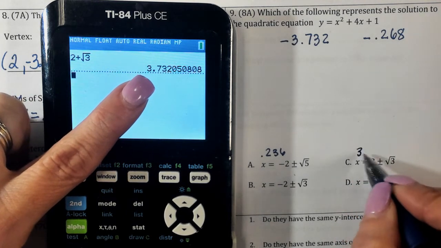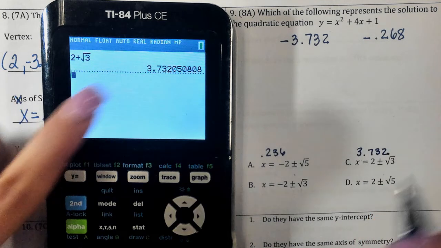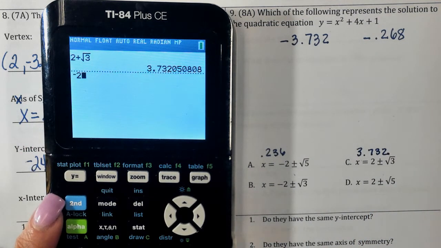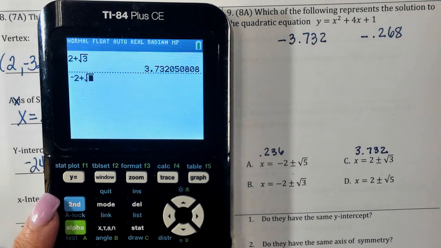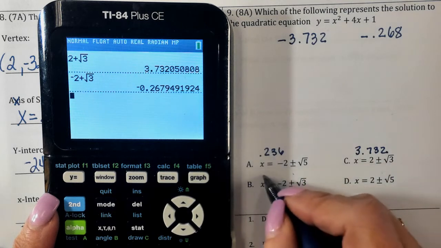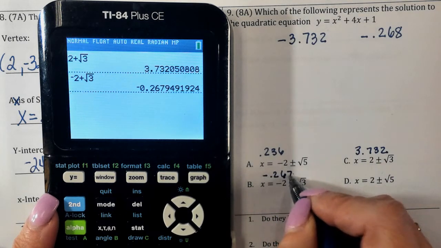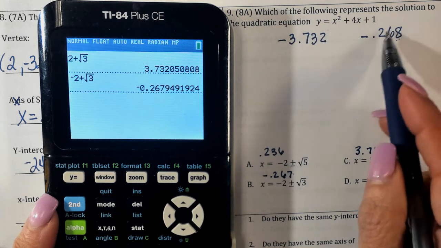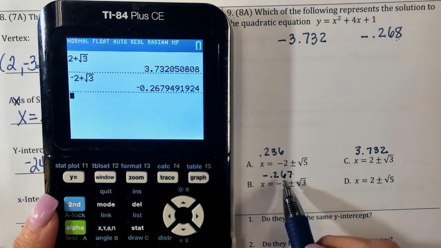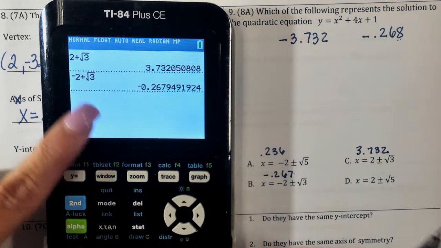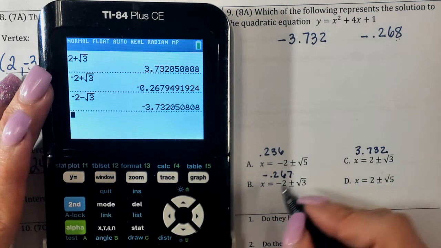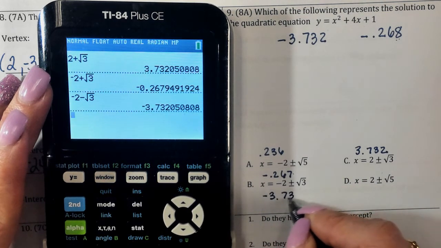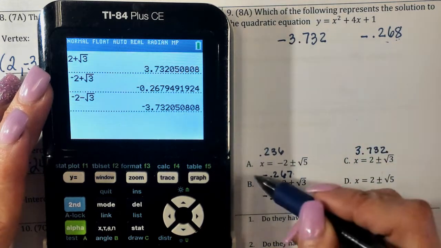So this was 3.732. Let's do B. Negative 2 plus second square root of 3. Oh, here we go. Negative 0.267. So here we go. That looks like that, doesn't it? Yeah, because they just rounded up. So I'm going to do this same one, but I'm going to do the minus one. So negative 2 minus second square roots of 3. And it's negative 3.732. Looky there. So this one had both of them in it.